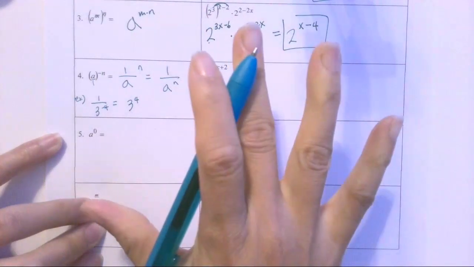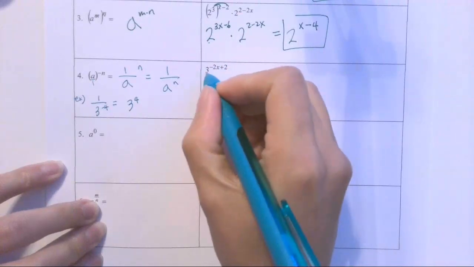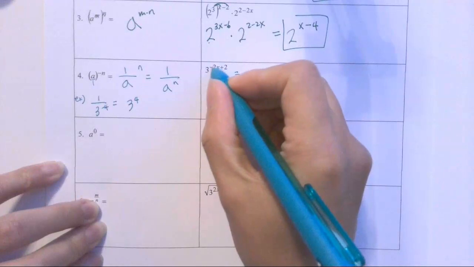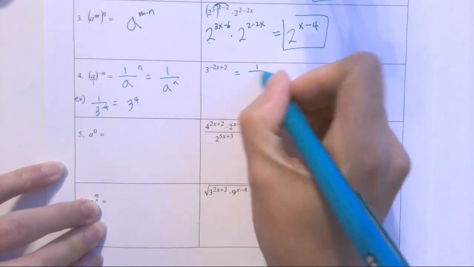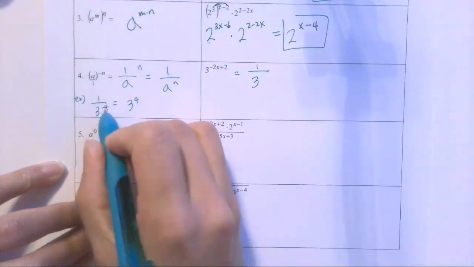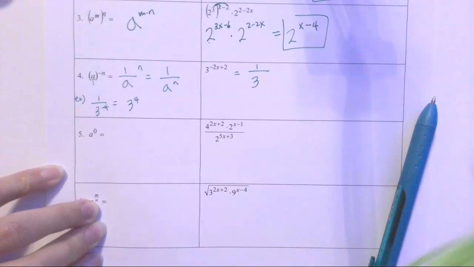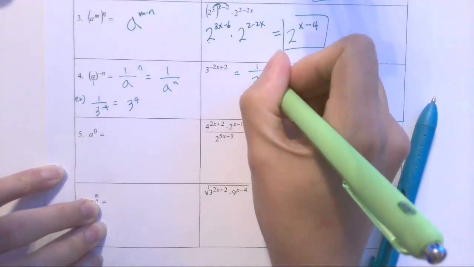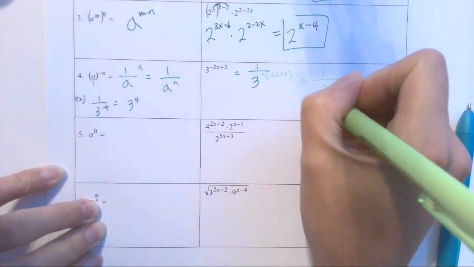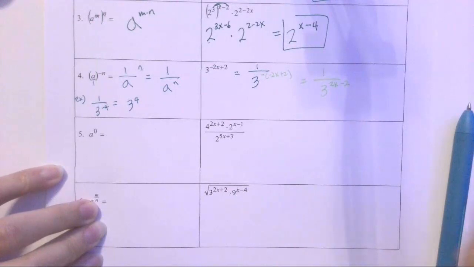Okay? If you're wondering why this is, well, first of all, let's just do this one first. I have 3 raised to the negative 2x plus 2nd power. I don't like the negative exponent, so I'm going to make it 1 over 3. When the negative goes up, that's the same as multiplying by negative 1. So I'm going to make it negative 2x plus 2, which is 1 over 3 raised to the 2x minus 2nd power. Okay?